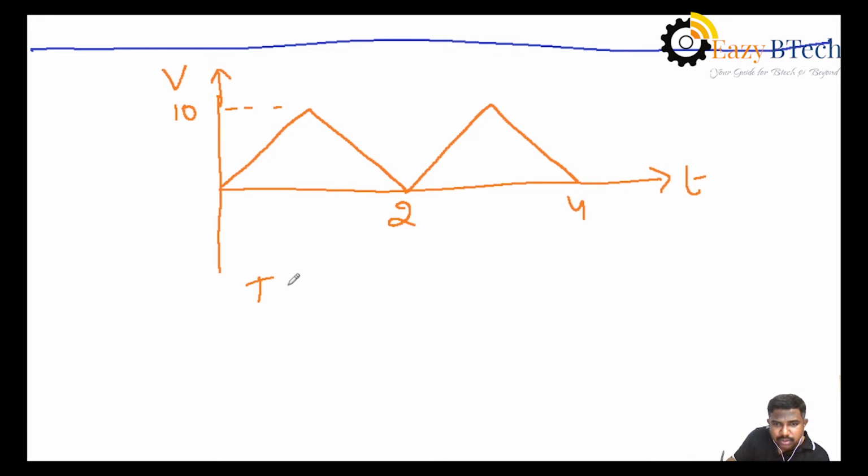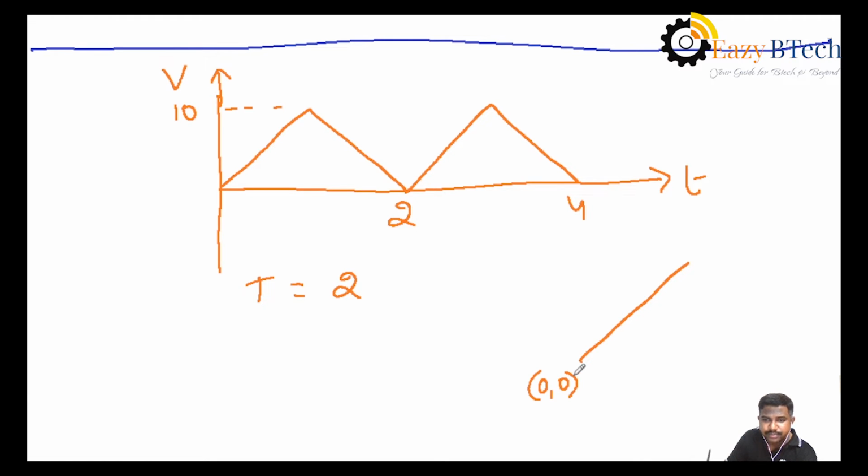You have to find out the time period of the waveform. That is T equal to 2. Why? Because after 2, the same waveform will be repeated again. That's why the time period of the waveform is 2. Okay. Here it is a triangle. Then we have two straight lines. One straight line is going to the upper side.